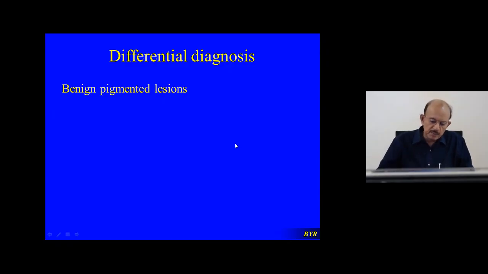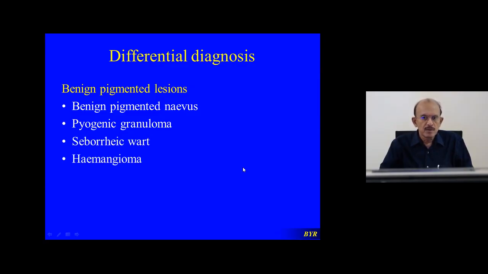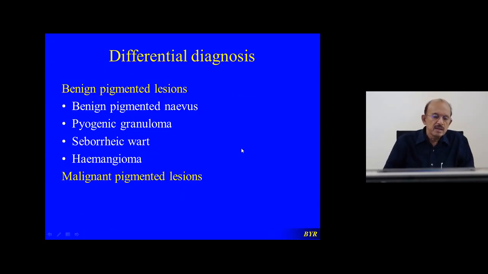What are the other lesions which are pigmented? Benign pigmented nevus, pyogenic granuloma, seborrheic wart, hemangioma. So these are the pigmented lesions, benign. Then you are differentiated from other malignant pigmented lesions. Tell me one malignant pigmented lesion other than melanoma.